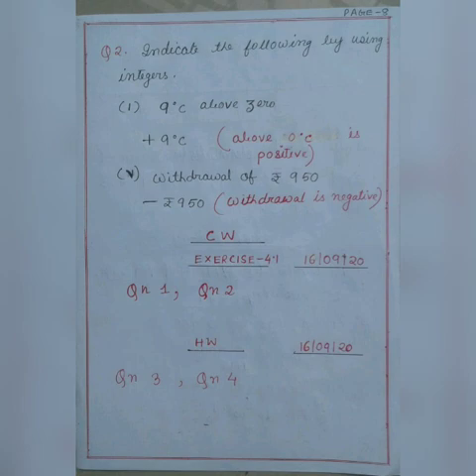Number 5. Withdrawal of rupees 950. I have given you the list. It is mentioned that a deposit is positive, withdrawal is negative. So we have withdrawal money rupees 950, that is reduction in money, decrease in money. So we have to write a negative sign in front of the quantity rupees 950.